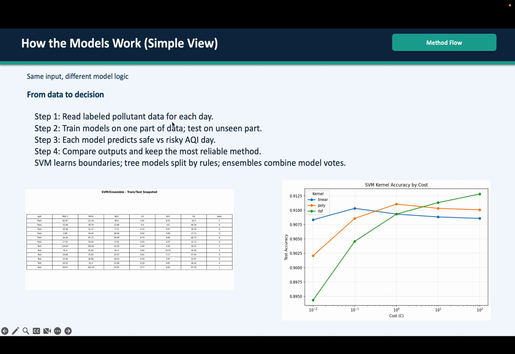For the different machine learning models, the methodology was the same: read the labeled pollutants for each and every day and train the models on one part of the dataset, that is the training and testing split. You train on the training data and then test on the unseen data, and you get your precision scores, F1 scores, confusion matrices, all that stuff. Then compare the outputs, keep the most reliable methods, and extract which method works best. The different models have different methodologies. For example, SVM learns boundaries, decision trees use splits by rules, and ensembles combine multiple models and then take a vote or the average of the scores.